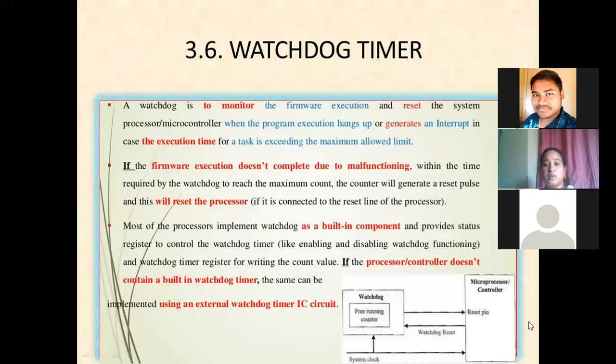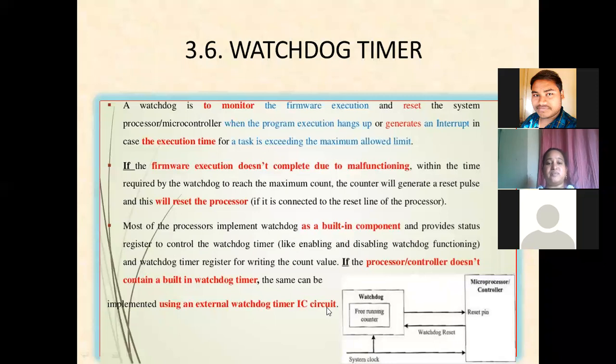Along with that, it is connected to the reset circuit of the processor. If you see here, it is also connected to the reset pin of the processor or controller which is used as the core of the embedded system. So the watchdog timer is directly connected to that. Whenever the execution of an instruction exceeds the maximum allotted time, it enables the reset pin. Whenever the reset pin is enabled, the processor will enter into halt state or hold state.